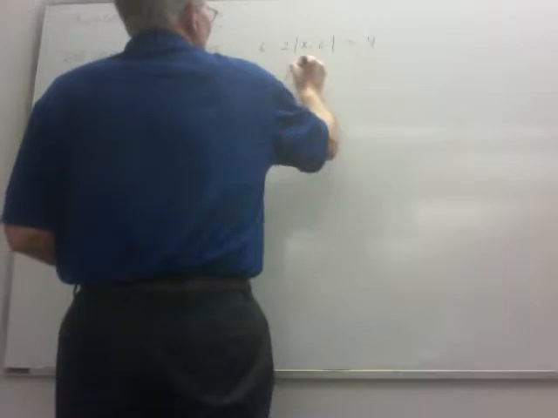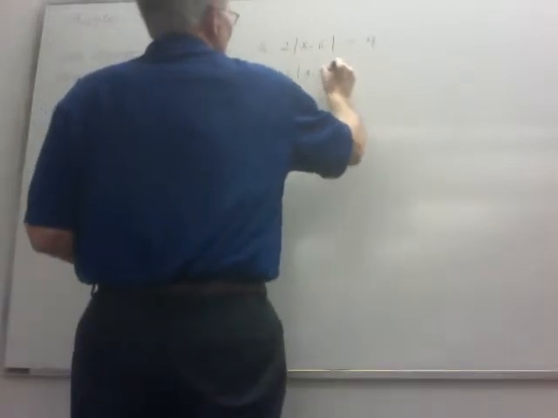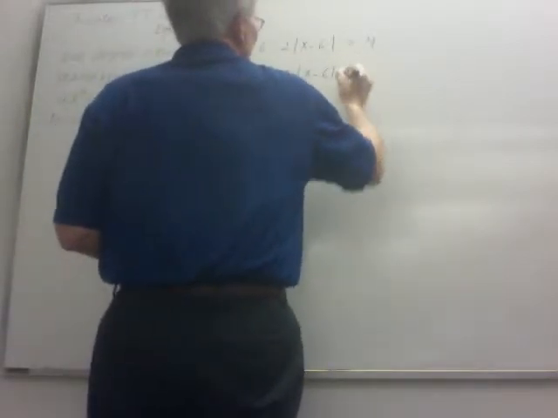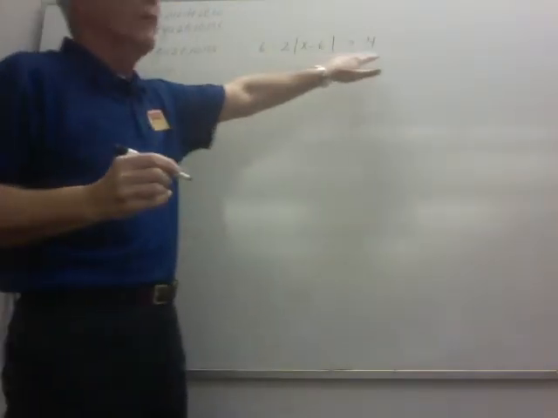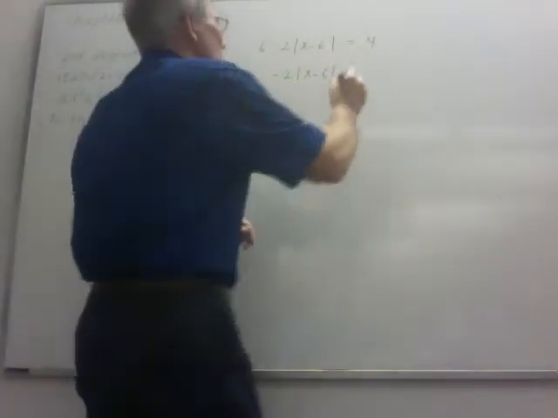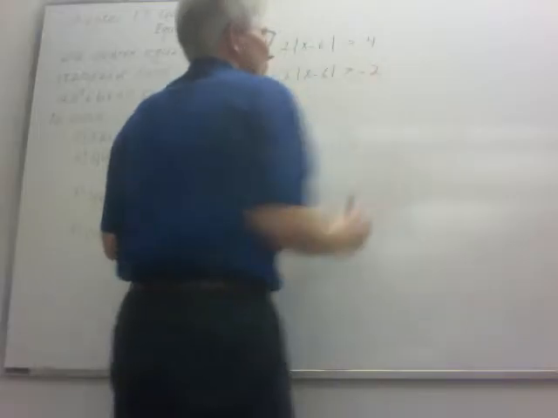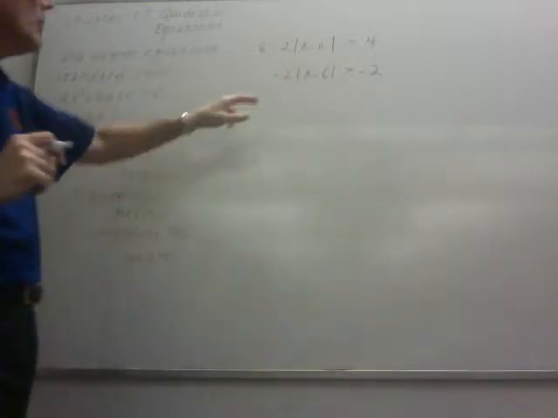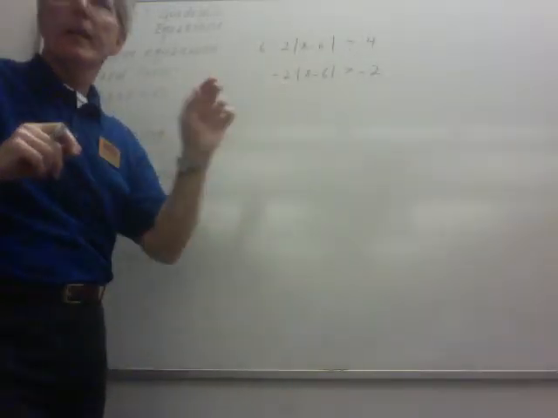So when I do that, I get negative 2 times the absolute value of x minus 6 is going to be greater than, when I bring this over, I'm going to subtract it, so I end up with negative 2. Negative 2. Everybody okay? All right. Next thing I need to do is get rid of this negative 2. In order to get rid of it, I have to divide both sides by negative 2.